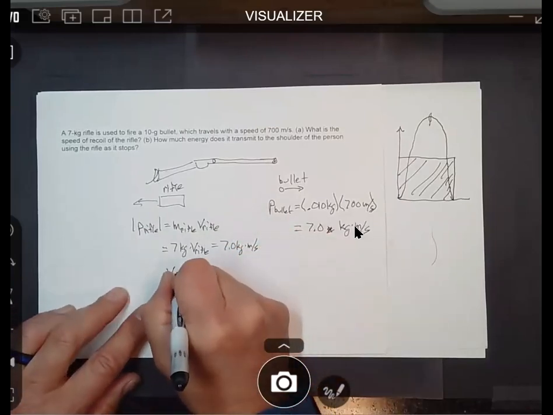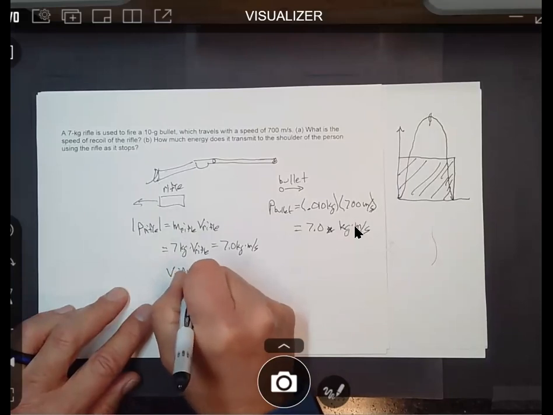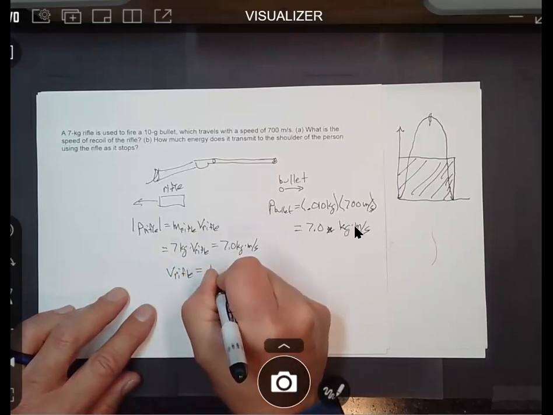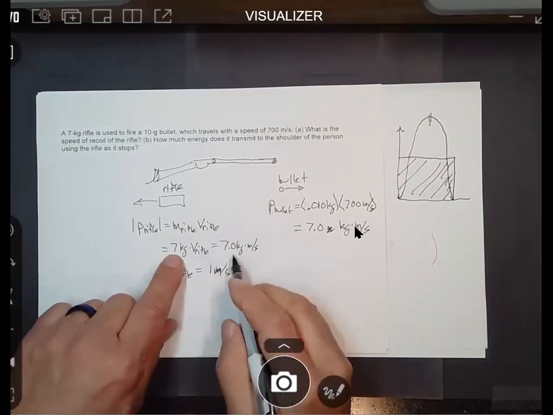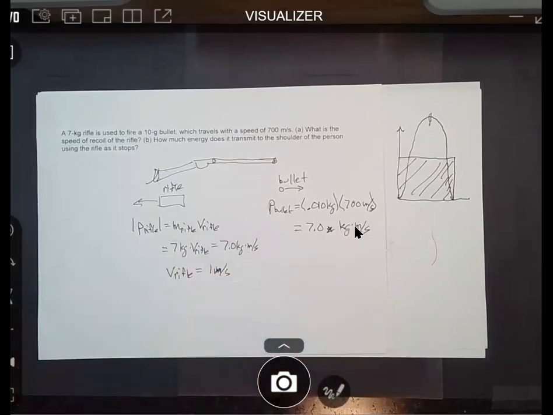So anyway, the speed of the rifle will end up being 1 meter per second when I divide both sides by 7 kilograms. Okay, well, that's not very much, but if you happen to be holding the rifle loosely and there's a little bit of a gap between it and your shoulder, it'll sock into it at 1 meter per second and could give you a pretty good bruise.